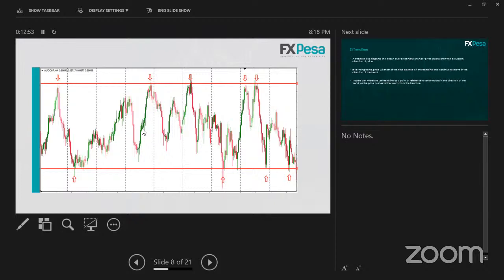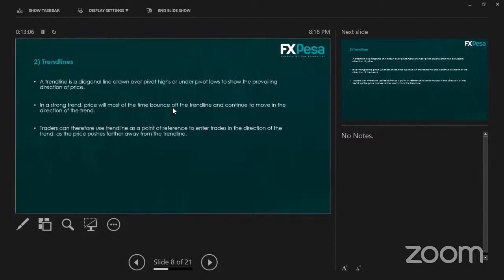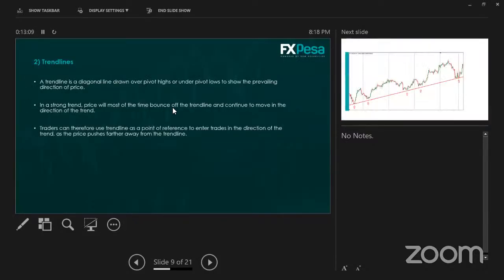A trend line is just a line that attaches the pivot highs and the pivot lows. So we connect the higher highs and the higher lows. We connect the lower lows and the lower highs. A trend line is a diagonal line drawn over pivot highs or under pivot lows to show the prevailing direction of the market. In a strong trend, price will most of the time bounce off the trend line and continue to move in the direction of the trend.